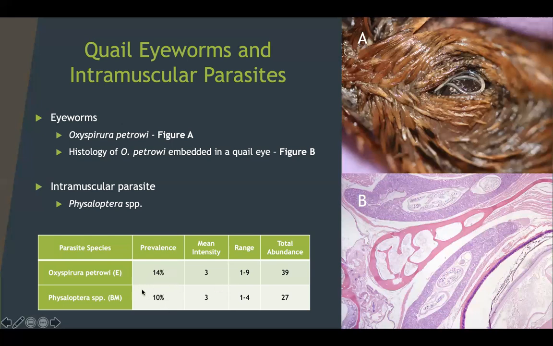Physaloptera themselves have only 10% prevalence, a mean intensity of 3, and a range of 1 to 4, so it's not particularly common and it's not impactful upon health.